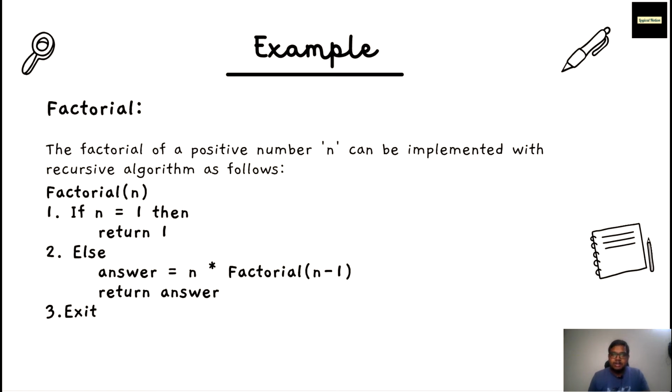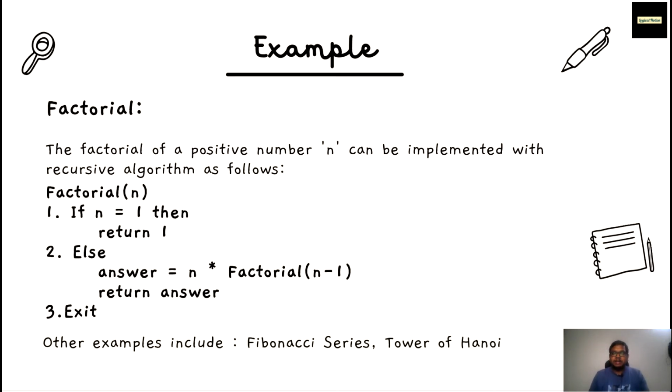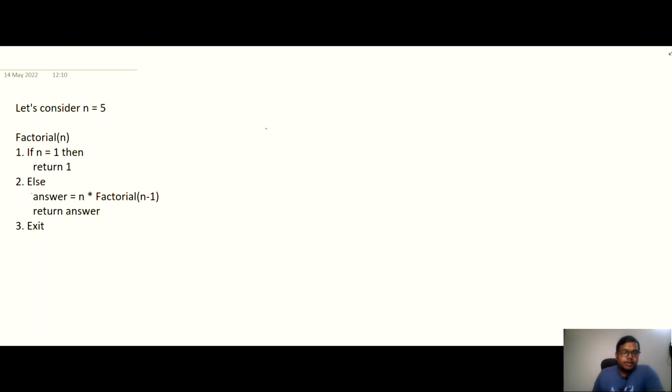This is the simplest example, but among the other examples we have the Fibonacci series and the Tower of Hanoi. For this lecture, to keep it very simple, we will discuss the factorial example. So now let's begin. So far we have learned what recursion is, but now let's understand it with an example. For the example, I will be considering the factorial algorithm which we just saw in the previous slide.